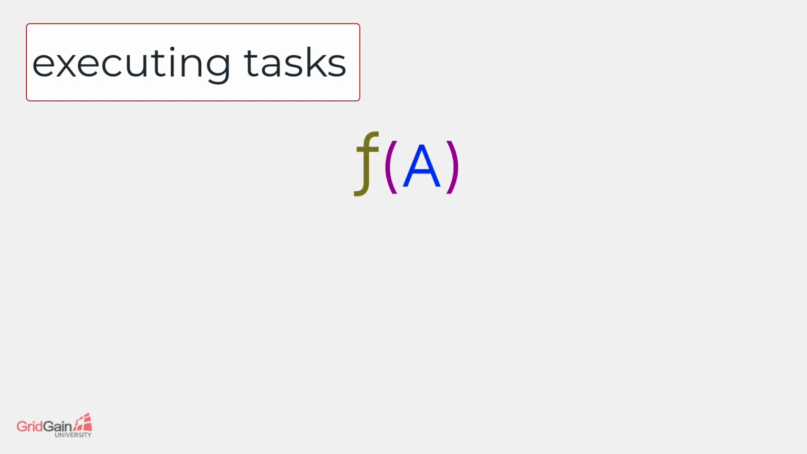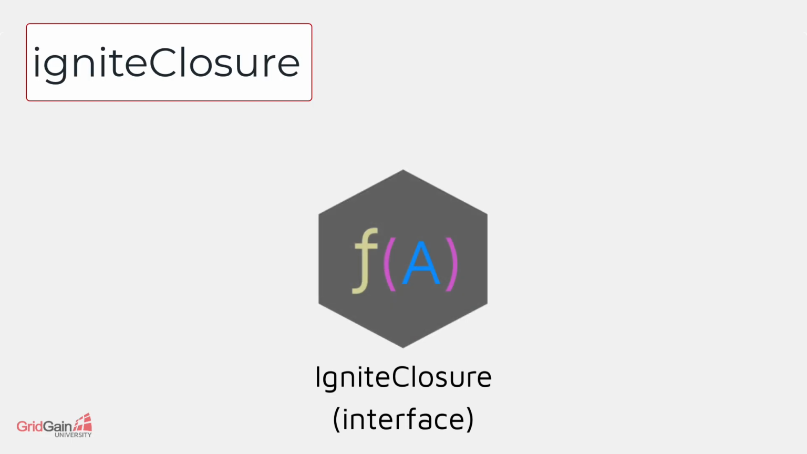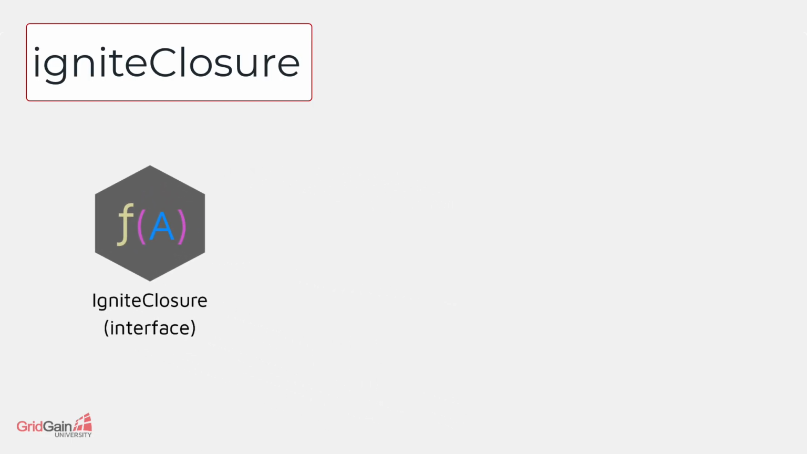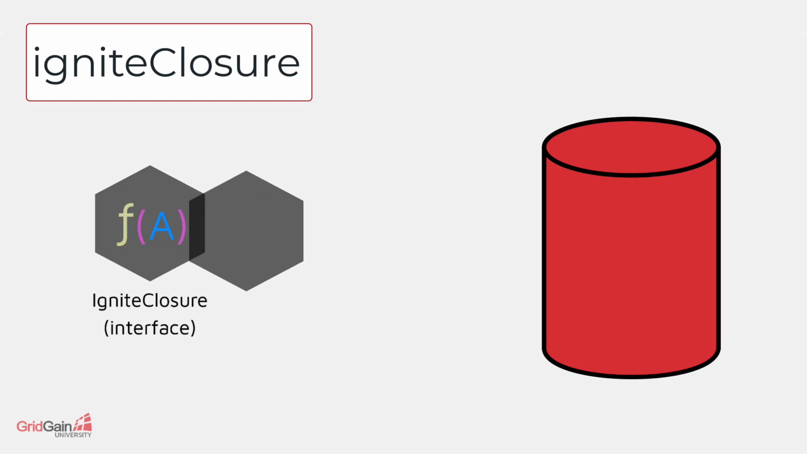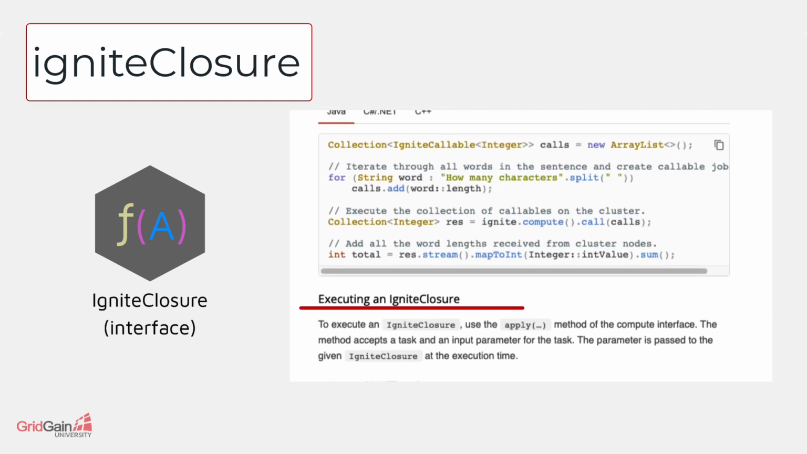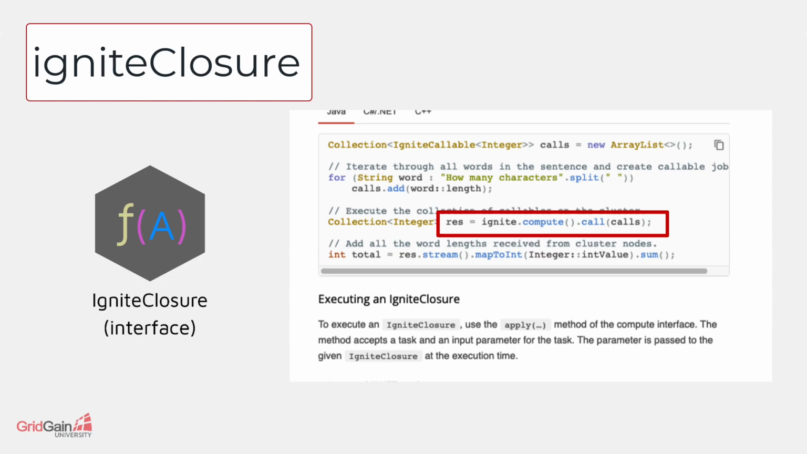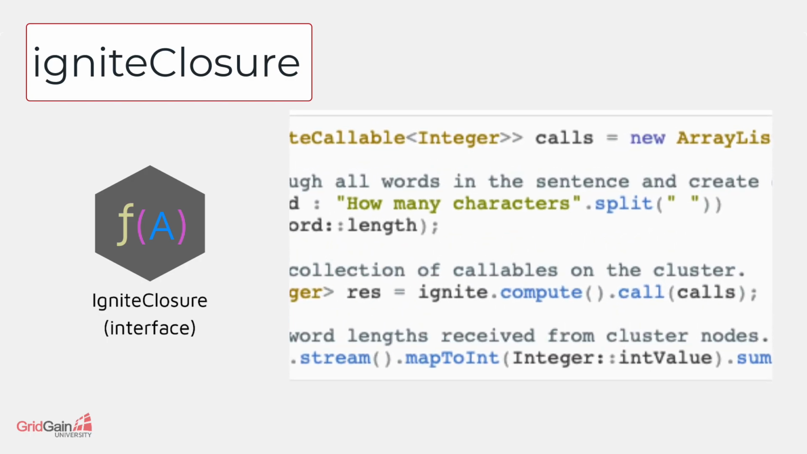Recall that a closure is an anonymous function that captures all the values it needs from the scope we defined it in, so that it can be passed around as an argument and evaluated somewhere else. You can define code to run in a compute task by implementing the Ignite closure interface. To execute an Ignite closure, use the apply or call method of the compute interface. The methods accept a task and an input parameter for the task. The parameter is passed to the given Ignite closure at execution time.